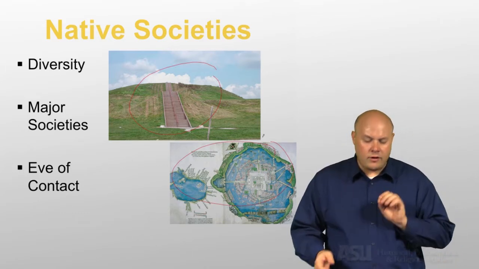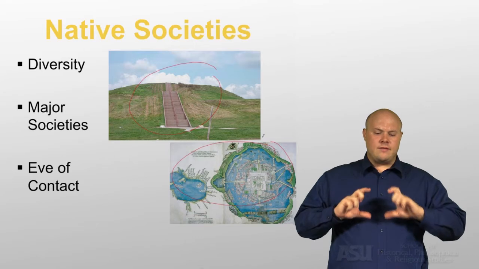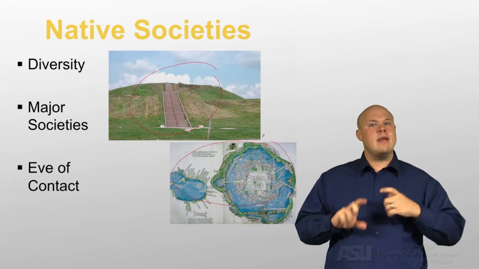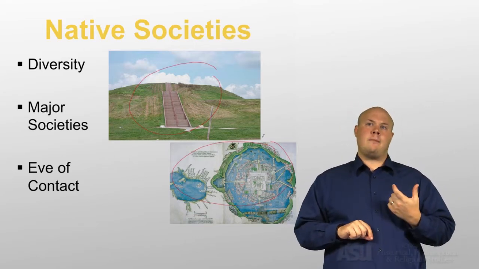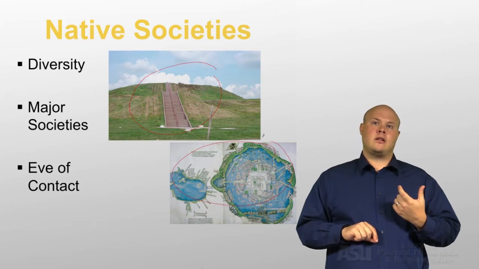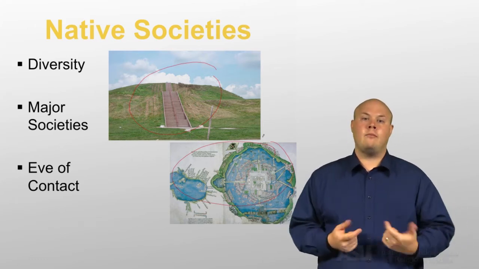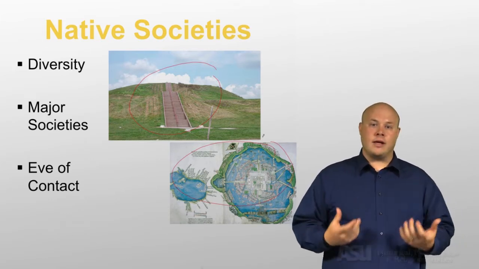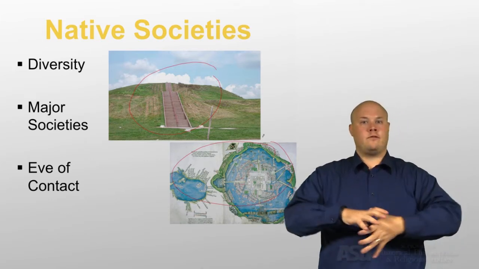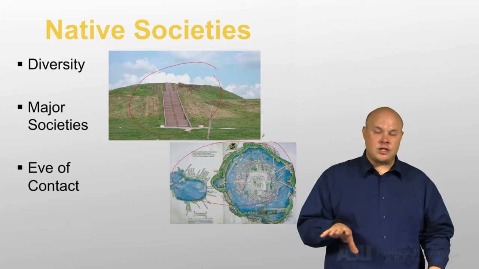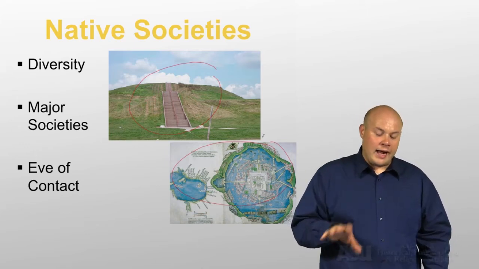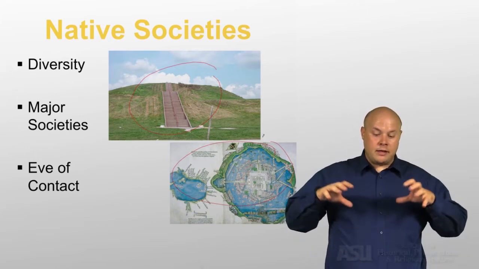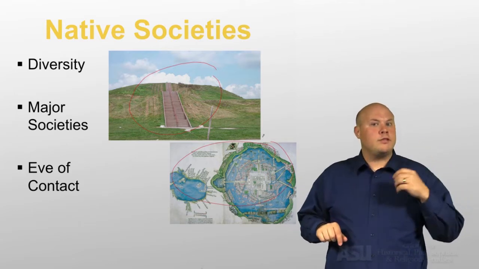So on the eve of contact as well, these native societies are going through tremendous change. For example, when the settlers land in what will become Virginia, Jamestown, they are encountering a native society, the Powhatan, that had just recently formed their own society. In Tenochtitlan, you have an Aztec empire that had been building and building, but building through conquest.